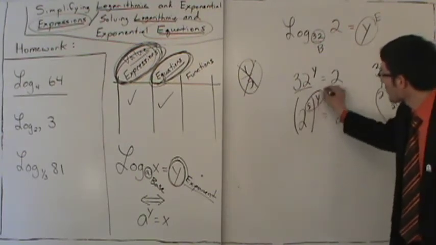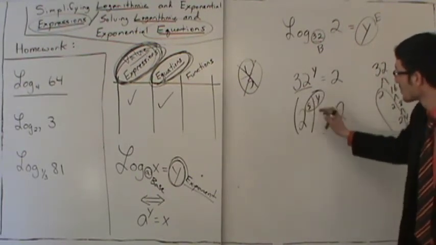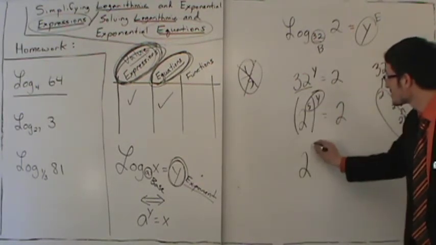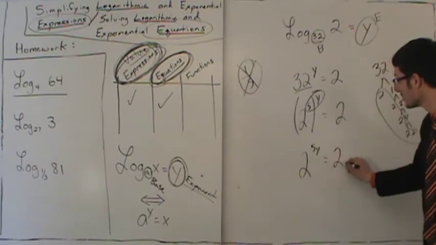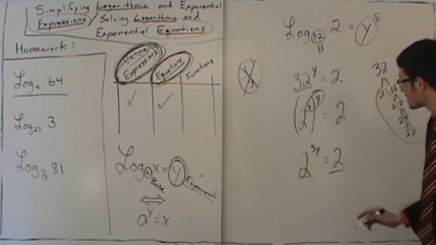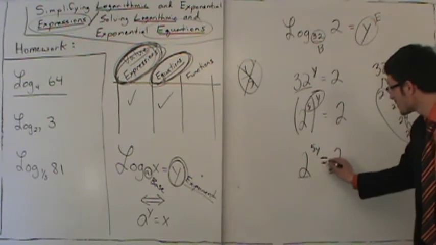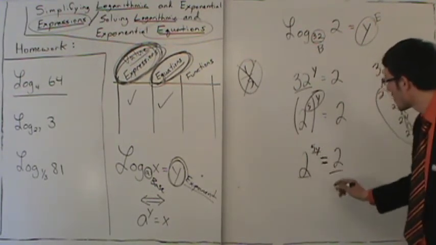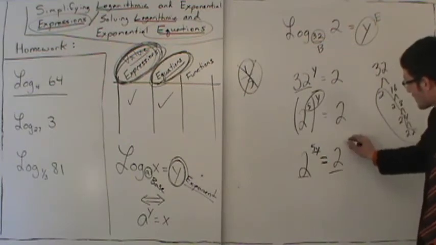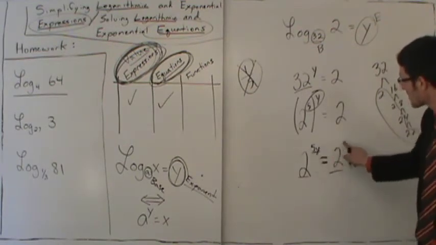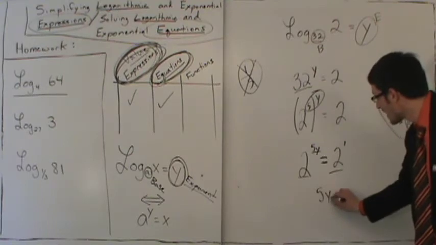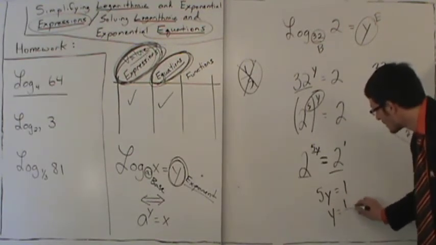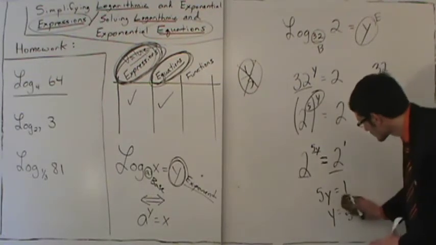And when we have power of power, what do we do with the exponents? We multiply. So we get 2 and multiply the 5 and the y. 5 times y is just 5y. Equals 2. Now, if the bases match and these are equal, it must be the case that the exponents also match. So if 2 matches 2, it must be the case that 5y matches. What is unwritten here? Well, the unwritten exponent is a 1. 5y must be the same as 1. So we're going to say that 5y equals 1. Divide by 5, we get y equals 1 over 5.